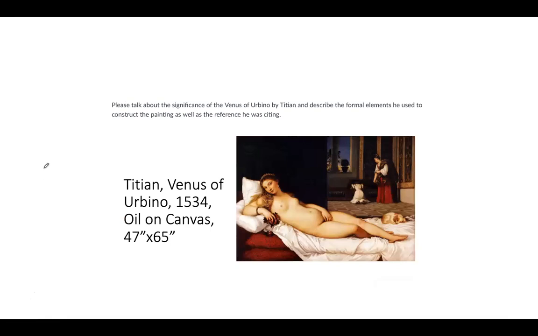Please talk about the significance of the Venus of Urbino by Titian and describe the formal elements he used to construct the painting, as well as the reference he was citing. So, she was a Greek goddess, and taking her out of that context and putting her in a house with handmaidens and stuff made her like a normal person. And this was kind of abnormal at the time in the Renaissance to see a nude figure, but because she was a Greek goddess, it kind of made it okay.